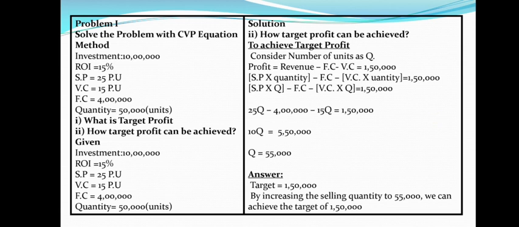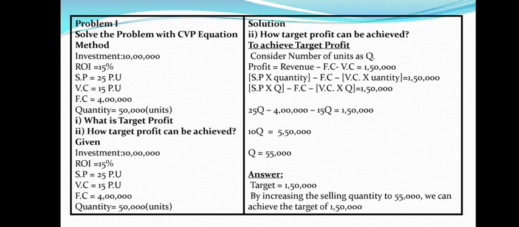So once again I am repeating the problem. First, with some data they are asking for target profit and how the target profit can be achieved. So with the given data we are first finding target profit by using return on investment percentage. Return on investment is some x percentage of investment, and that will be considered as our target profit. Then the next question is how the target profit can be achieved.